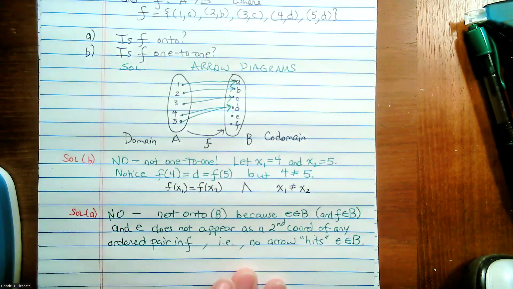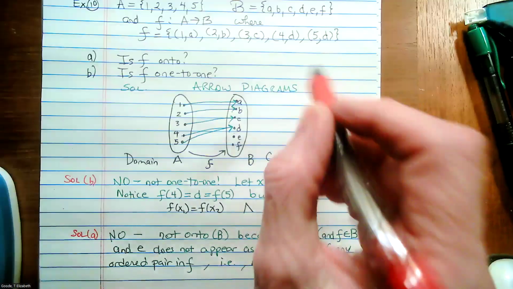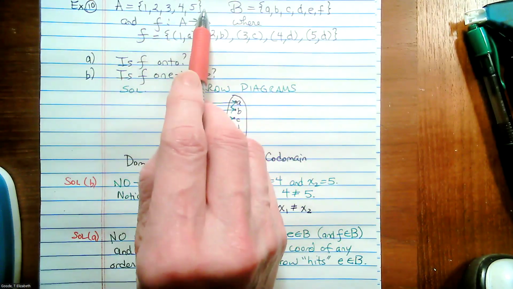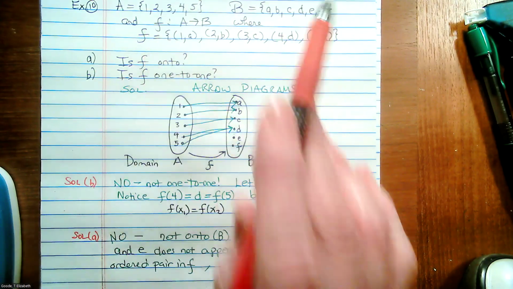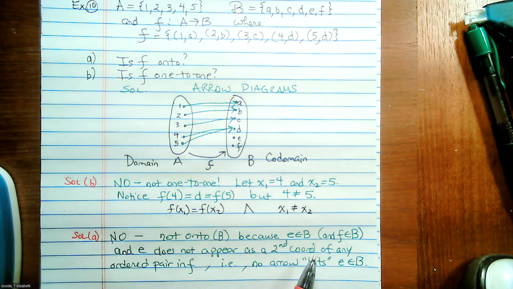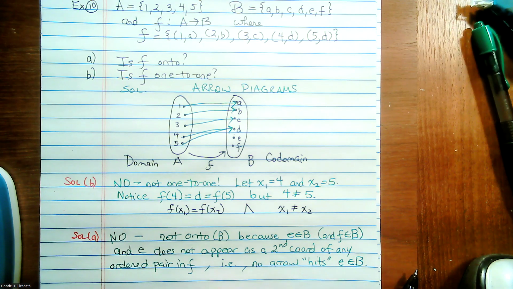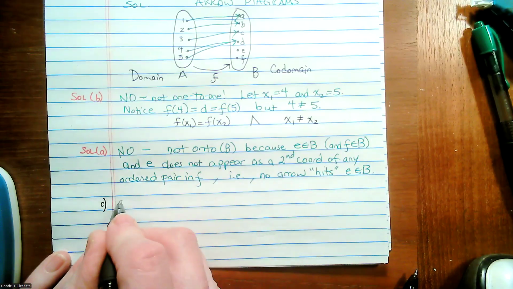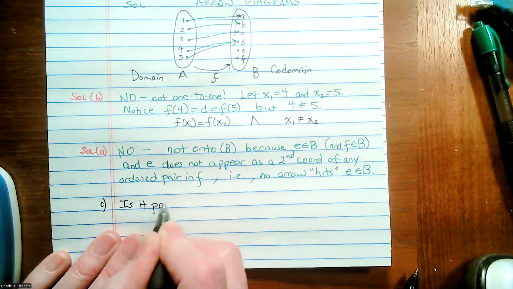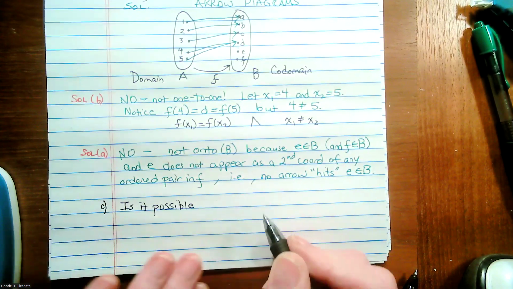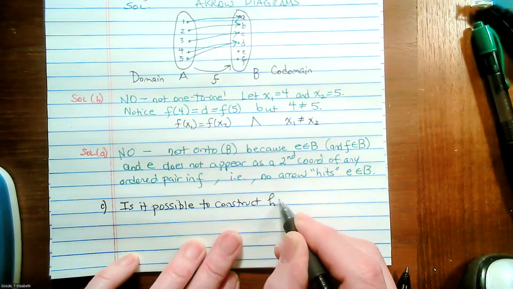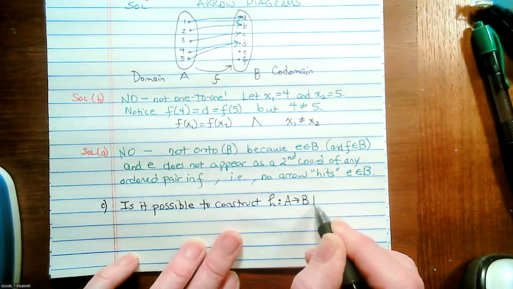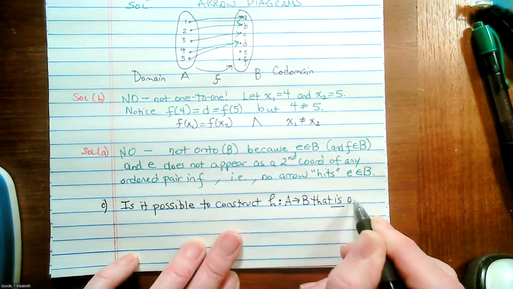One thing to ask yourself is, okay, in general, when the domain has 5 elements and the codomain has 6 elements, is it possible for us to build any function from A to B that is onto? So that could be our question C. Is it possible? Not just f, but could we build any function that's onto, to construct a function h from A to B that is onto?